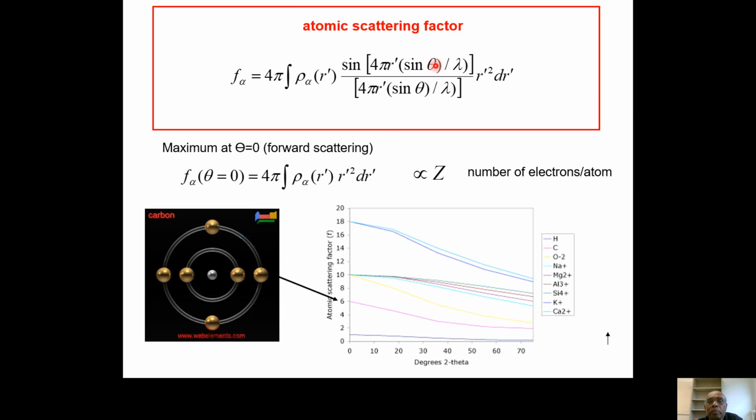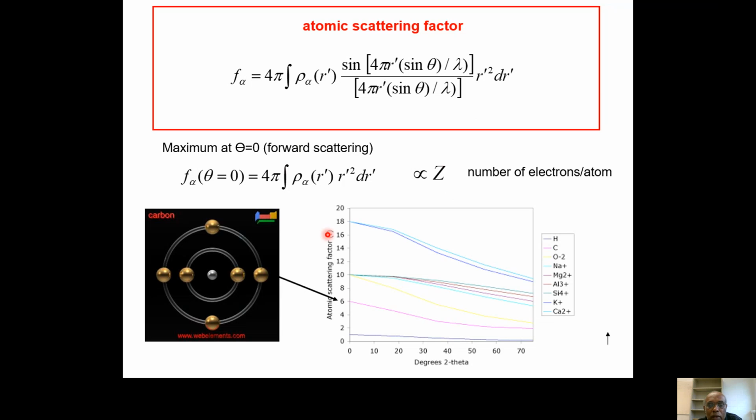So this is a very simple integration to do. We can make it very simple if you take θ as 0. θ is 0 means it's forward scattering, right? So then this sin(Gr)/(Gr) becomes 1 for θ going to 0. So then you get 4π ρ(r') r'² dr'. So then what is this one? That is simple, right? ρ(r), if you integrate over the entire sphere, that is the total number of charges. What is the total number of charges? That's Z, right? Z is the atomic number, or the number of electrons in the atom.